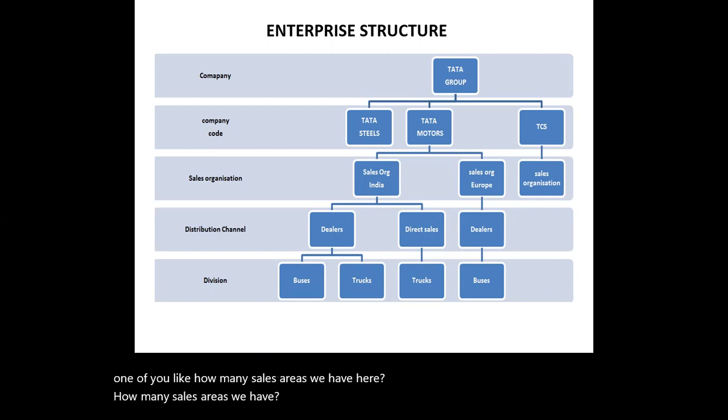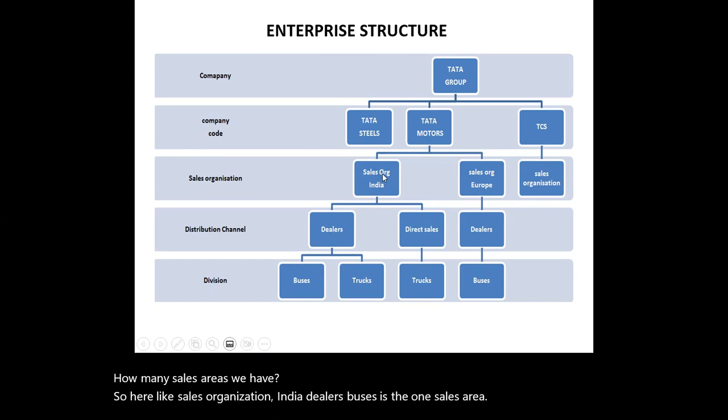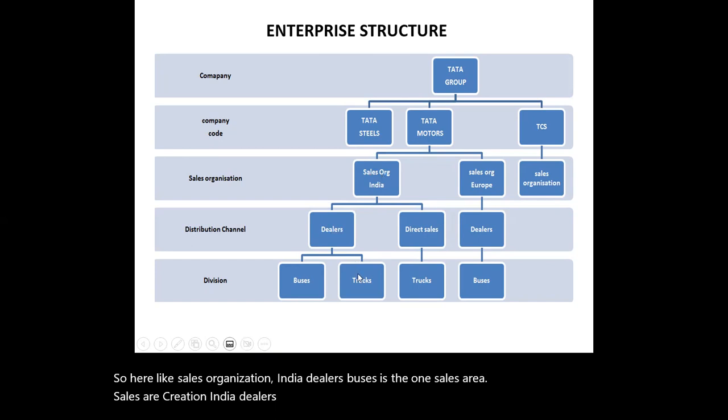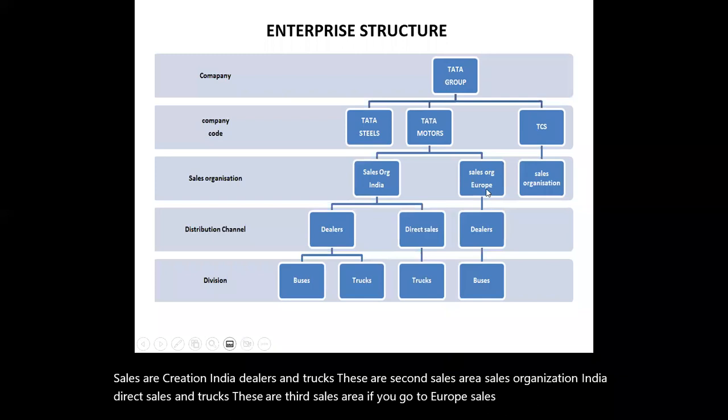3. We have 2. So here, sales organization India, dealers, buses is the one sales area. Sales organization India, dealers and trucks is the second sales area. Sales organization India, direct sales and trucks is the third sales area. If we go to Europe sales organization, we have one sales area, right?